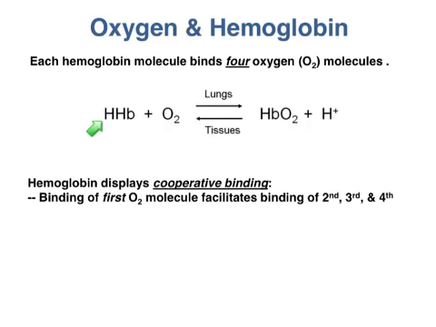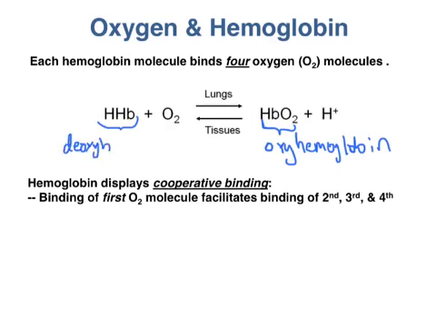Now, this equation shows you the reaction of hemoglobin with oxygen. Hemoglobin plus oxygen is called oxyhemoglobin. Hemoglobin without oxygen is called reduced hemoglobin because it's lost its oxygen, but also deoxyhemoglobin. This forwards and backwards arrow shows that it's a reversible reaction.